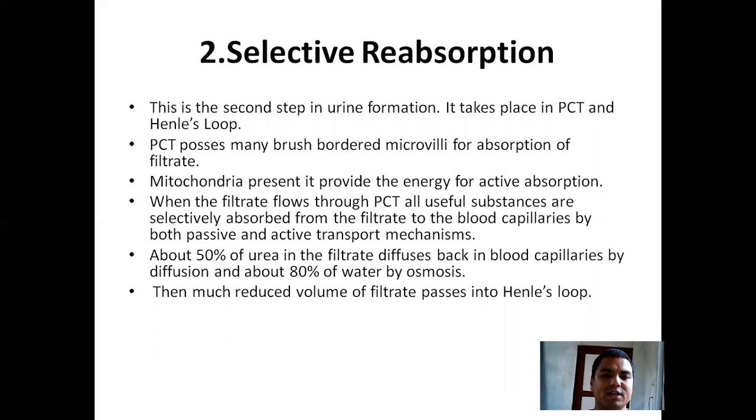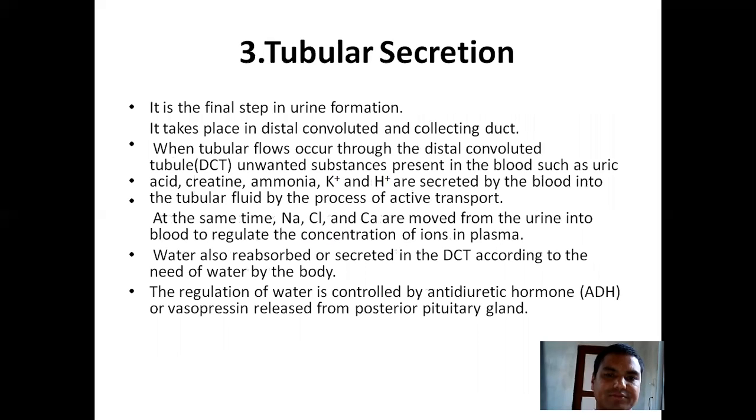About 50% of the urea in the filtrate diffuses back into the blood capillaries by diffusion, and about 80% of water by osmosis. Then the much reduced volume of the filtrate passes into Henle's loop. Tubular secretion is the final step in urine formation. It takes place in the distal convoluted tubule and collecting duct.